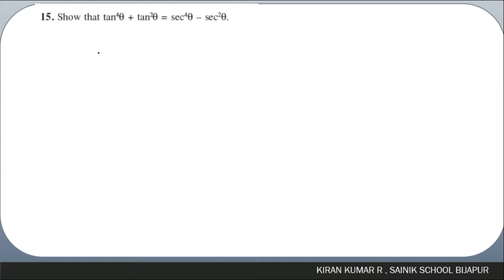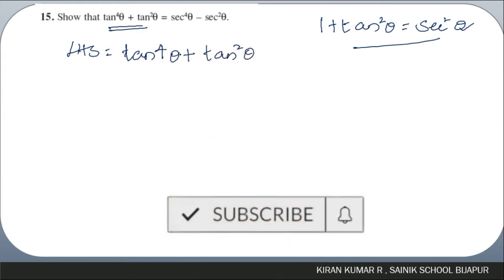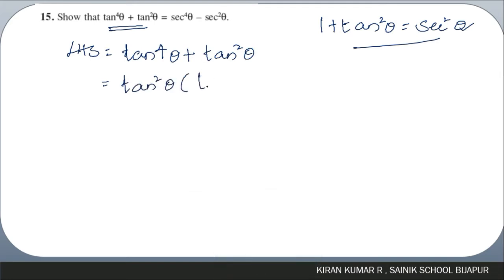Now we need to convert tan in terms of the secant. We have to make use of an identity: 1 plus tan square theta is secant square theta. I'll make use of this identity. How do I make use? Look at the left hand side. In the left hand side, we have tan raised to the power 4 theta plus tan square theta. I'll take tan square theta as common. I'll be getting tan square theta times tan square theta plus 1.